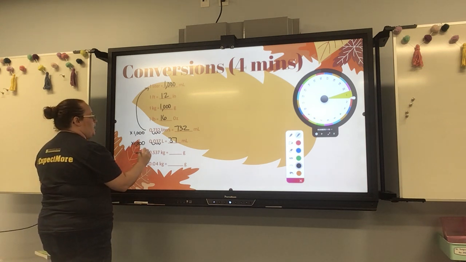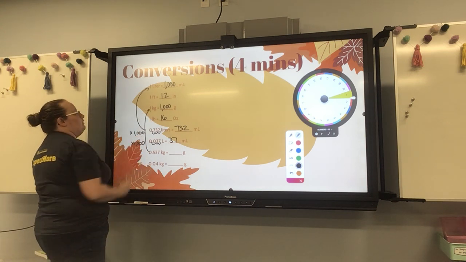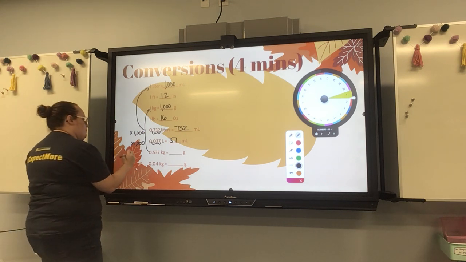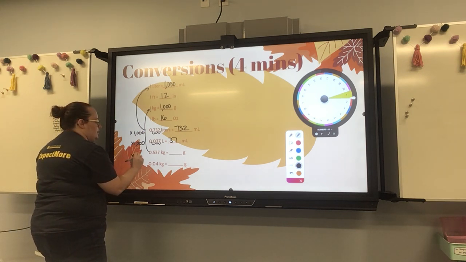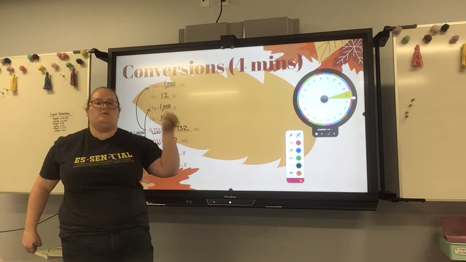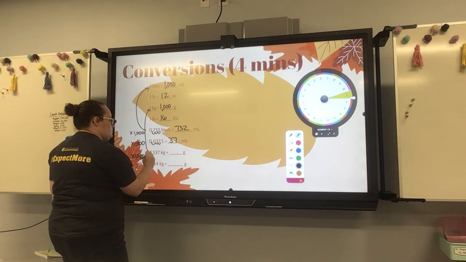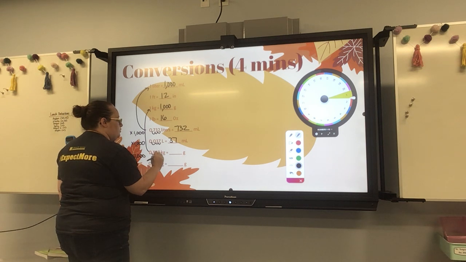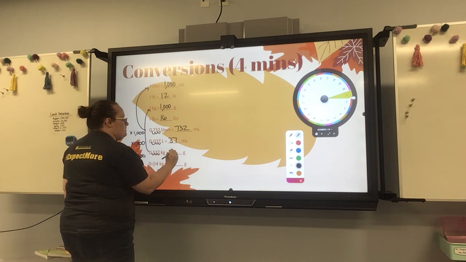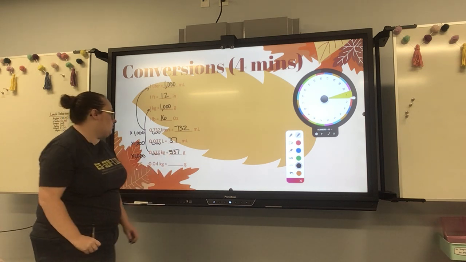Again, I can use my conversion up here. 1 kilogram is 1,000 grams. So I would be multiplying by 1,000 again. And multiplying by 1,000 moves the decimal 3 spots to the right. So I would go 1, 2, 3, and it is 537 grams.